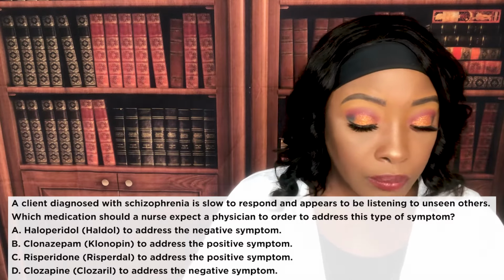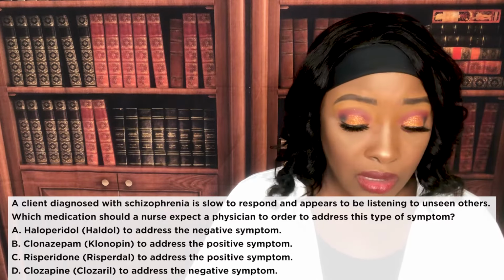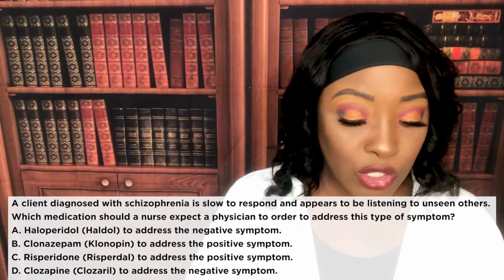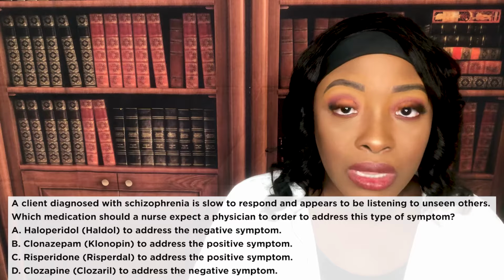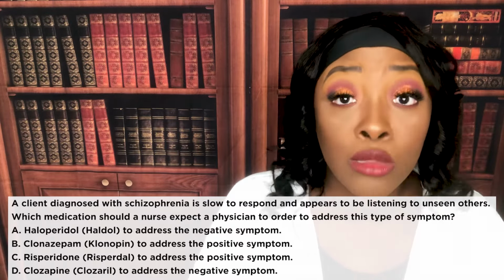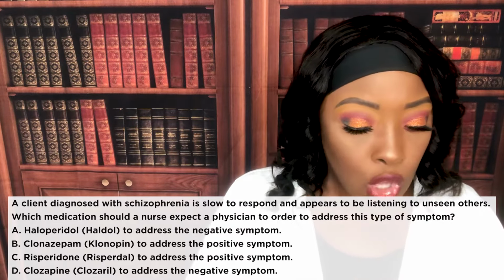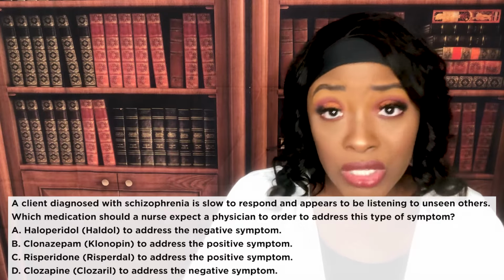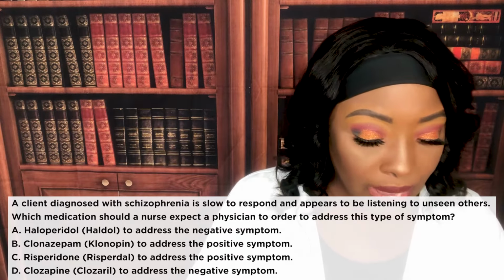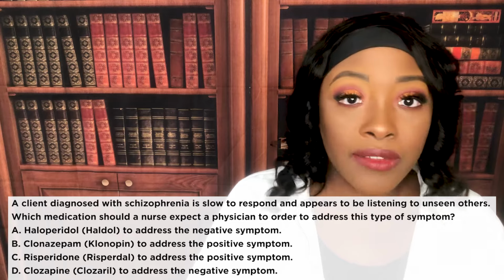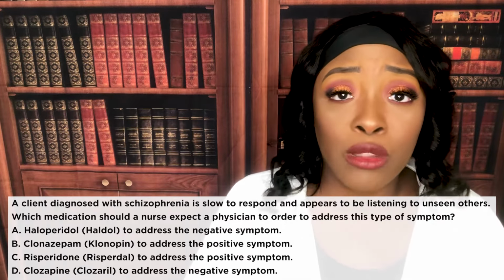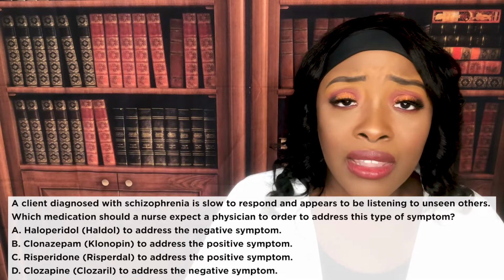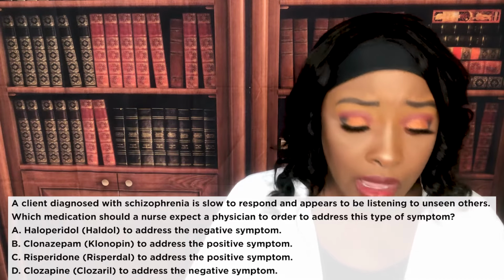A, Haldol, that's also an antipsychotic, but look at the rest of the answer to address negative symptoms. The patient's not experiencing negative symptoms, they're experiencing positive symptoms, so that's why A is wrong. Choice B, Klonopin, which is a sedative, to address positive symptoms. Well, the thing is, the patient does have positive symptoms, but the first part of the answer was wrong. We don't expect a sedative, we expect an antipsychotic.